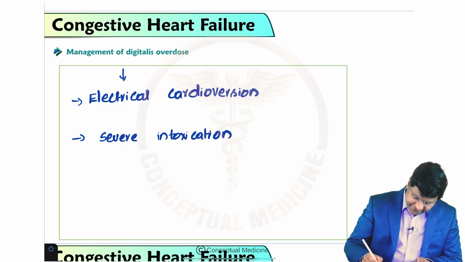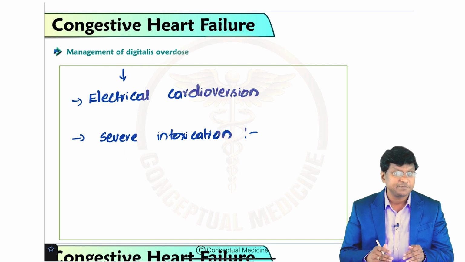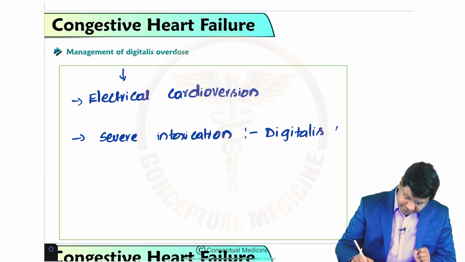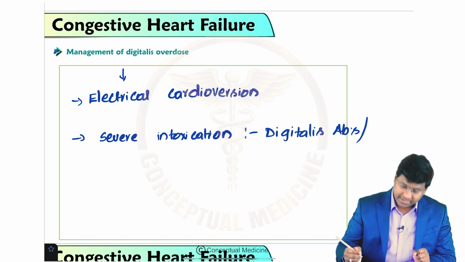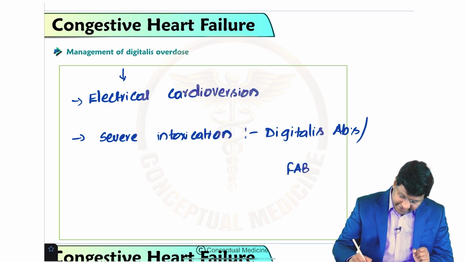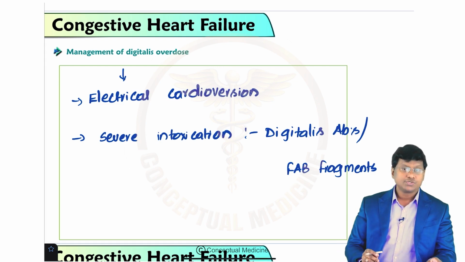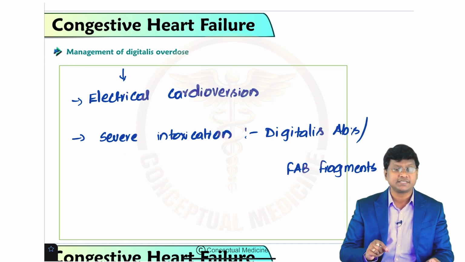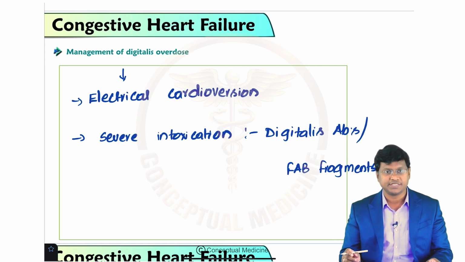in potentially severe intoxication, these patients require the digibind, that is digitalis antibodies. And these digitalis antibodies include FAB fragments. Okay, so that is about the drug we give when there is severe intoxication.